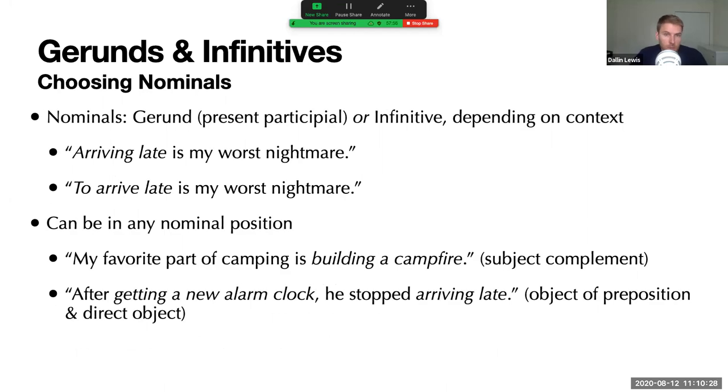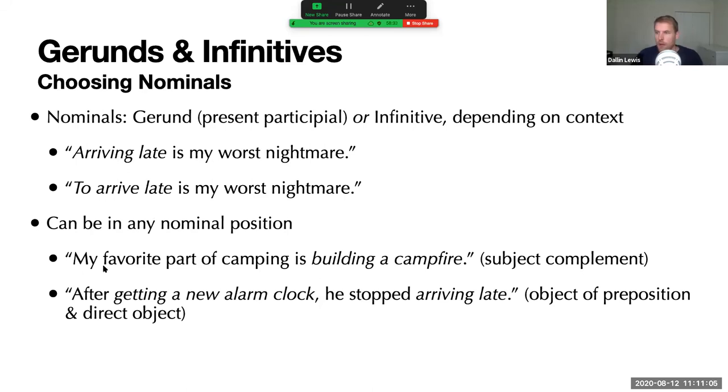But with nominal verb forms, we use the gerund, which is essentially the present participle, the -ing form, or we use the infinitive form, depending on the meaning or context that we want to give. But they are essentially interchangeable. Now, the nominal verb phrase can be in any position. So just to give you an example, "Arriving late is my worst enemy." In this case, arriving late is the subject. And in this one, "To arrive late is my worst enemy." It's also the subject.